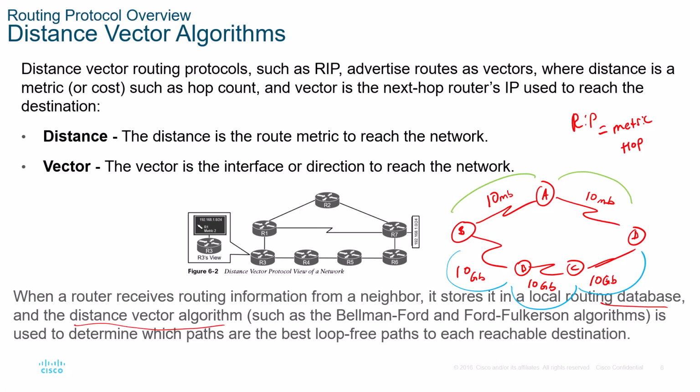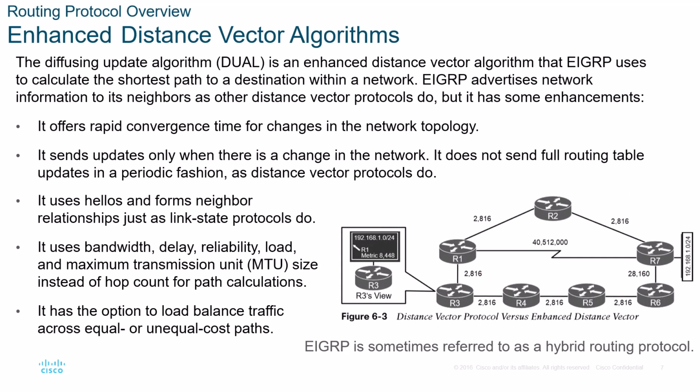Now, it's also important to point out that distance vector does not just have RIP. There are other protocols in there. For example, EIGRP is also a distance vector. It will actually use the Diffusing Update Algorithm, or DUAL, which is part of the enhanced distance vector algorithm for EIGRP, and it will use that to calculate the shortest path to a destination for a given network.